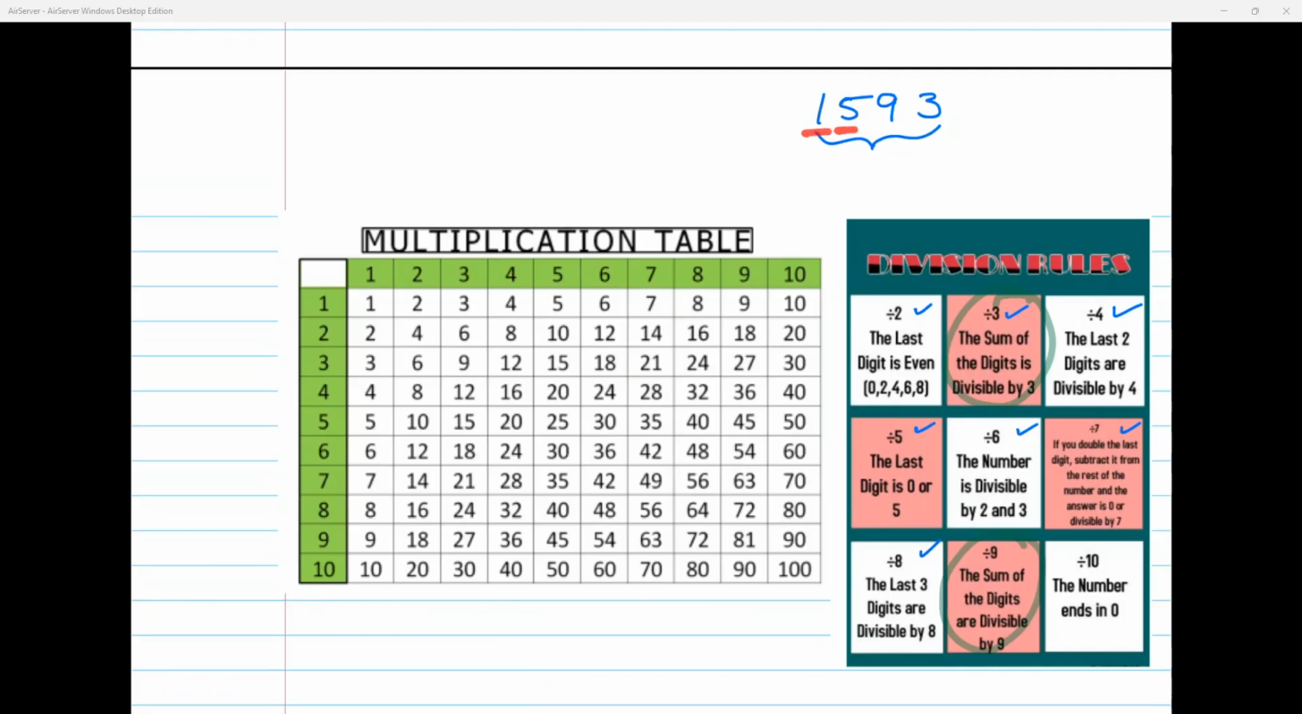1 plus 5 is 6, plus 9 is 15. 15 plus 3 is 18. 18 is divisible by 9. Therefore, this whole number is divisible by 9.